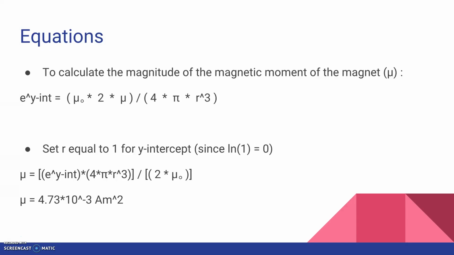The equation I used to find mu was taking the e of the y-intercept found in the graph in the next slide, and then I set r equal to 1 to find the y-intercept, since the natural log of 1 equals 0. And when I did that, I found mu to be 4.73 times 10 to the negative 3 amps squared.